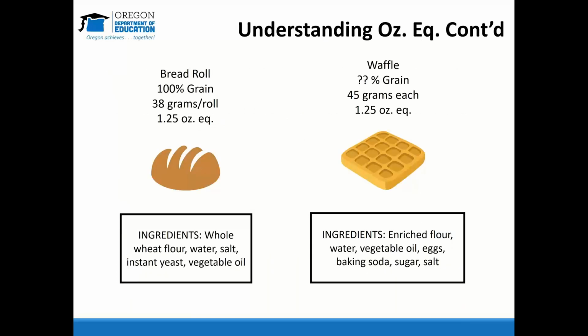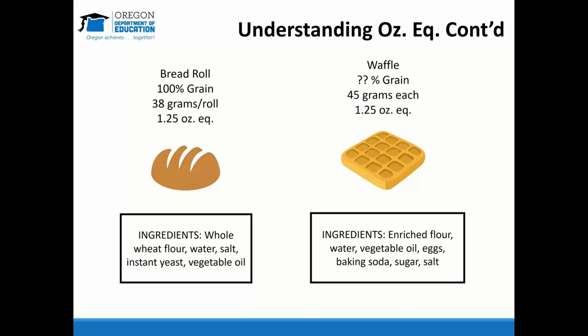So let's take a look even more closely at our bread and waffle examples. Here we have product ingredient lists, and you can see that the bread contains mostly whole wheat flour, water, salt, instant yeast, and vegetable oil. All of the ingredients except for the water and flour are probably in very minute amounts. In contrast, the waffle includes enriched flour, water, vegetable oil, eggs, baking soda, sugar, and salt. This is not only more ingredients than the bread roll, but the proportion of non-flour ingredients is probably higher compared to the bread roll.